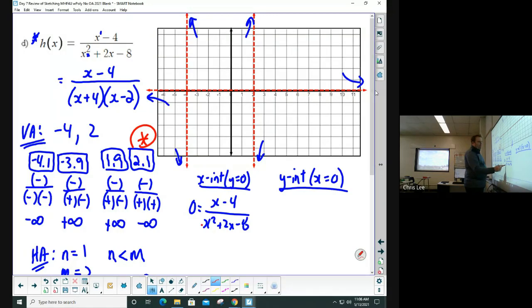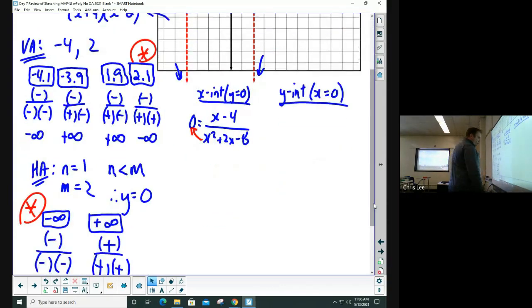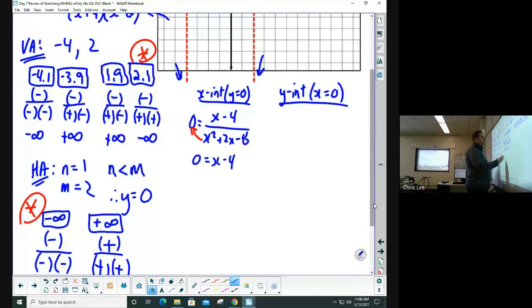My first step is now, I don't care that the bottom's nasty because it's going to come up and multiply by 0. So I get 0 equals x minus 4, which means 4 equals x. So there's going to be an x-intercept at 4.